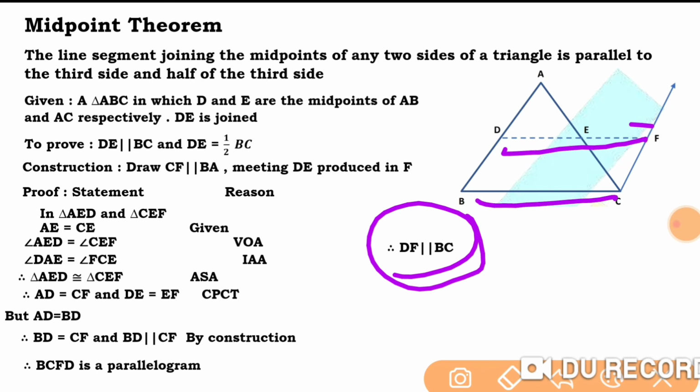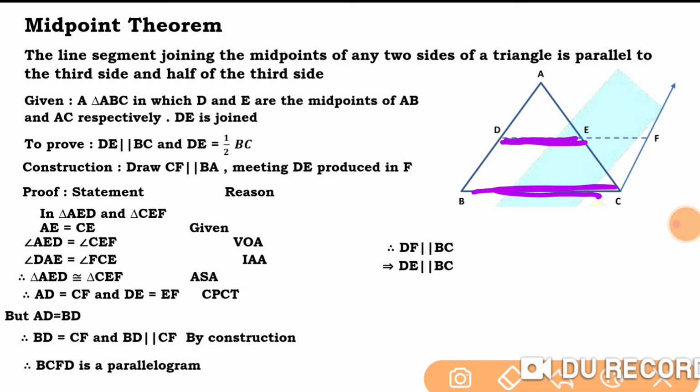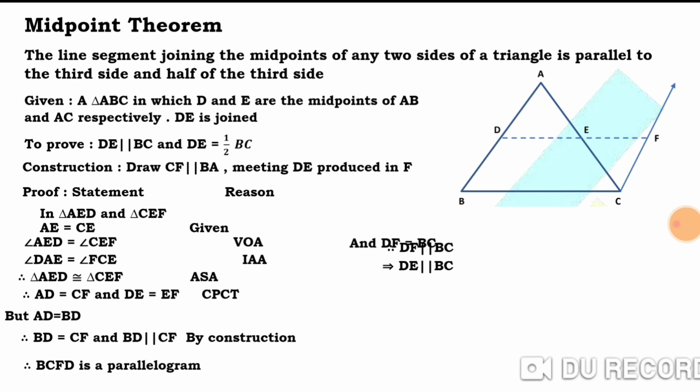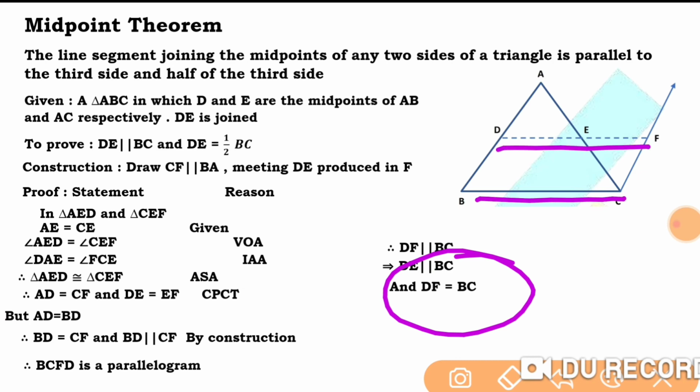Since DF is parallel to BC, you know that DE is a part of DF. At the same time we can write that DE is parallel to BC. So we have proved the first part of the theorem, that DE is parallel to BC. The next thing is, since we have proved that DBCF is a parallelogram, we can write that DF is equal to BC because of the properties of a parallelogram.